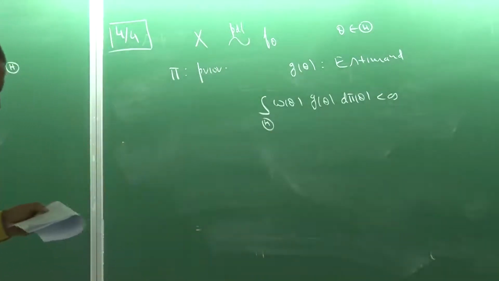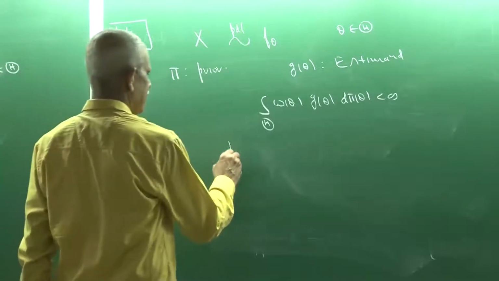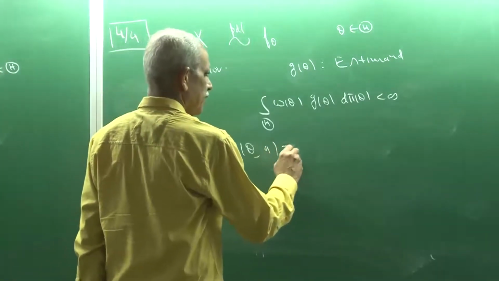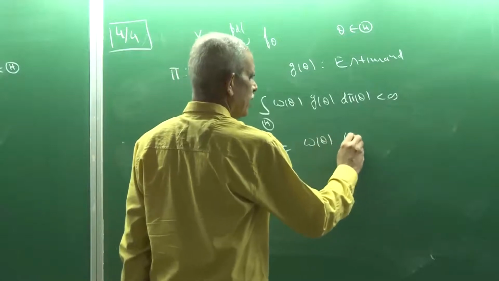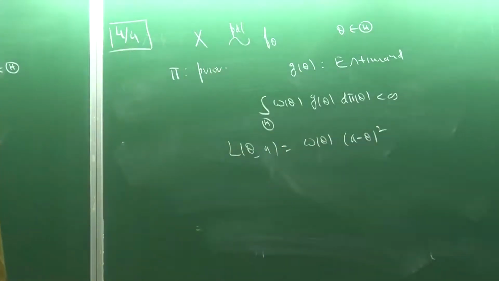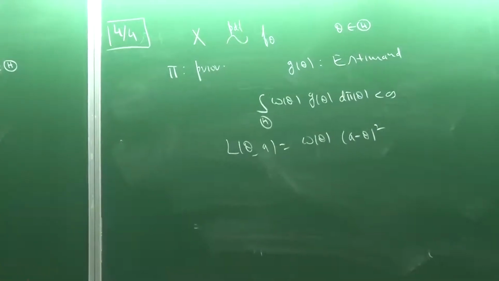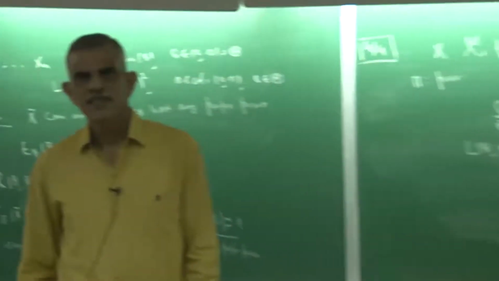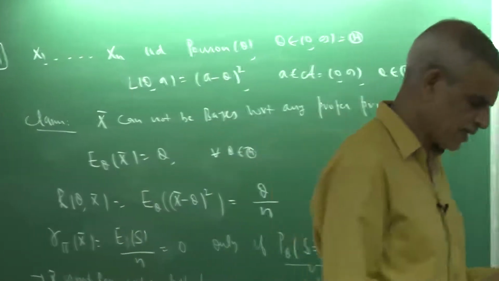So I consider estimation of g theta under the loss function L theta, a is w theta into a minus g theta whole square. So it is a more general loss function than the squared error loss function, because if you consider w theta to be 1, it reduces to squared error loss function.